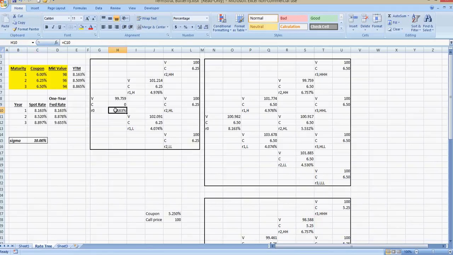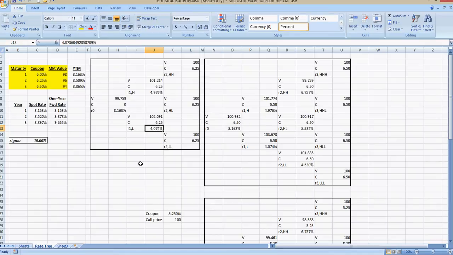So that rate I know right here. I know that it's going to be 8.163%. What I don't know is a year from now, what will be the 1-year rate. It could go down, it could go up. So I'm going to need to find what those rates are. How do I do that? How do I come up with what those rates should be?